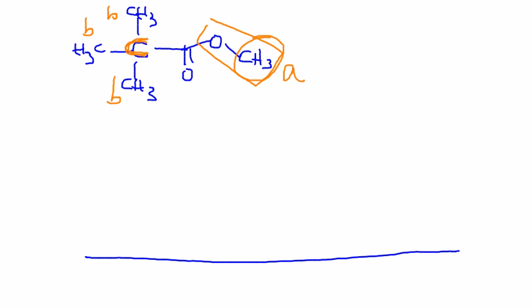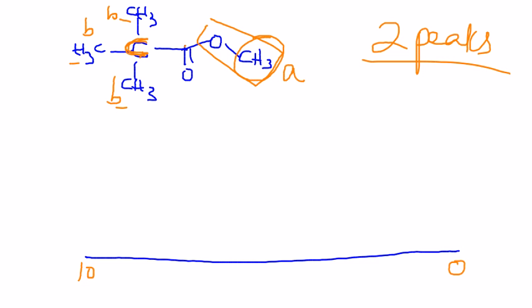And notice I called all 3 of them B, and the reason for that is because those are all connected to one single carbon, which is connected to C double bond O. So it's a symmetric situation. What does that tell you? That tells you that this particular compound should give you 2 peaks, and it's going to be between 0 and 10.